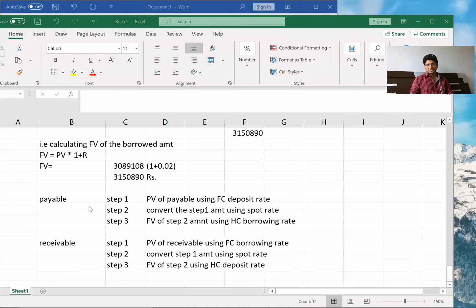Write this down. If it is a payable sum, this is what you will do using money market. If it is a receivable sum, this is what you will do using a money market. Okay, and we'll solve one sum on payable as well as on receivable.